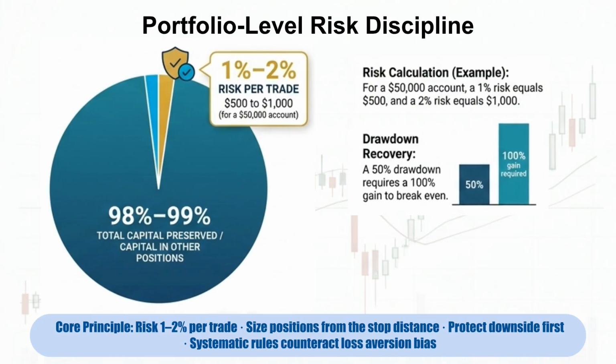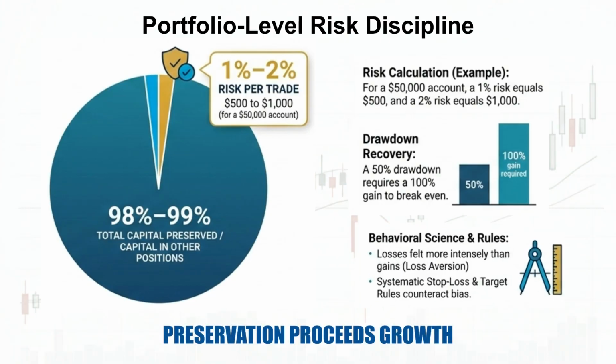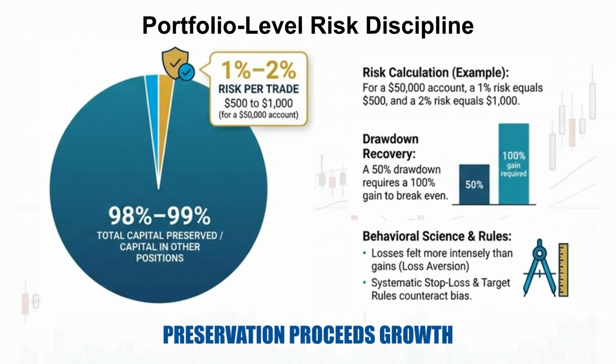Losses compound faster than gains recover. A 50% drawdown requires a 100% gain to break even. Longevity in markets depends on protecting downside first. Preservation precedes growth. Behavioral research shows losses are felt more intensely than gains. Systematic stop-loss and target rules counteract this bias.